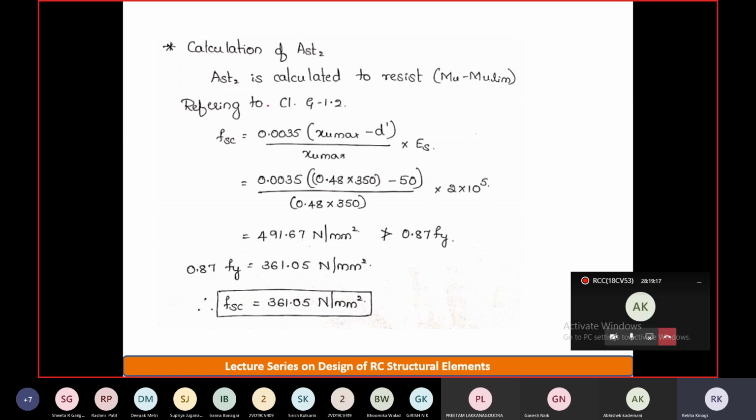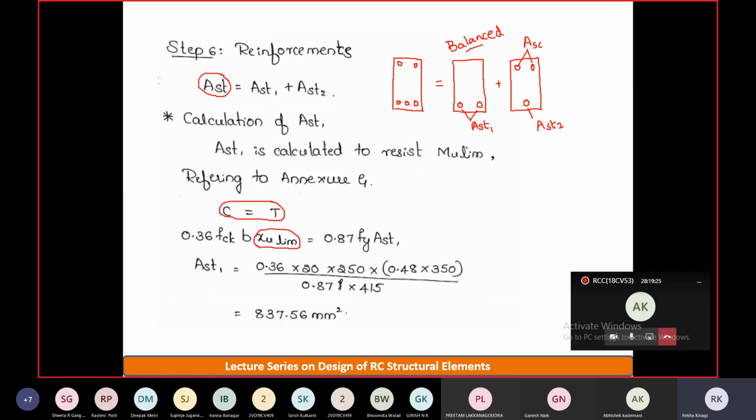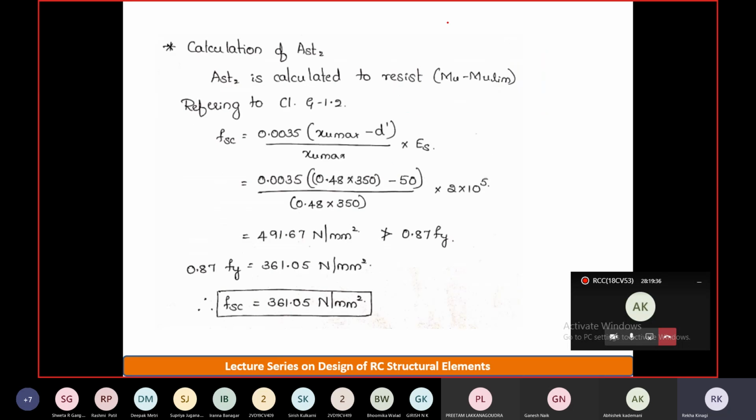So AST2 is calculated to resist a moment of Mu minus Mu limit. AST1 is calculated to resist a moment of Mu limit. So to resist Mu limit, we will calculate AST1. To resist a moment of Mu minus Mu limit, we will be using AST2. So FSC we can calculate using the codal provision, that is annexure G.